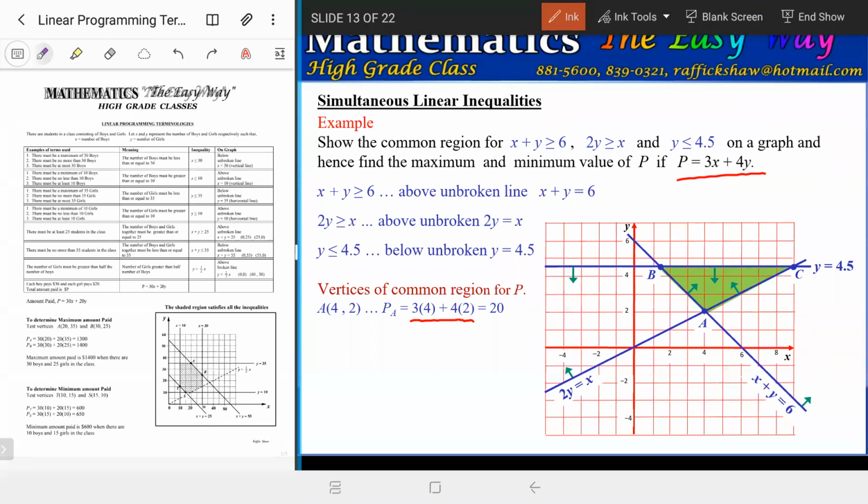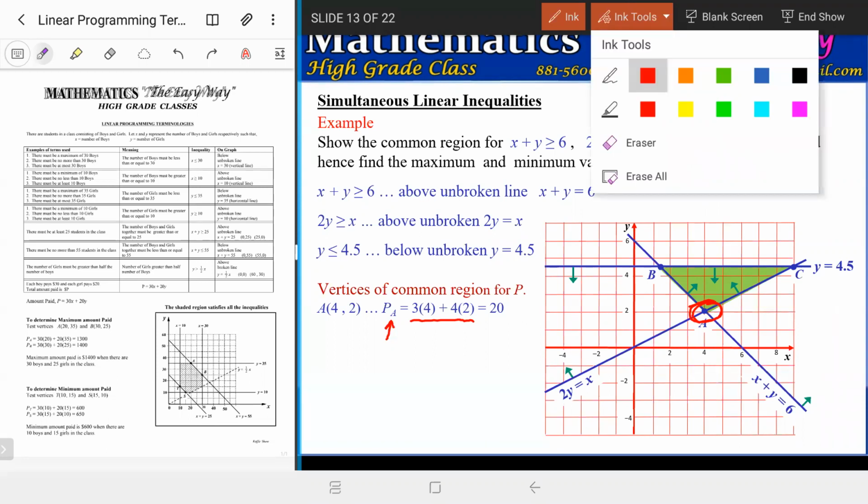So this is the p value at A. That's how we put the little A right here. The p value at A is 20. So if you're operating at A, where the x is 4 and the y is 2, the value of p at that point is going to be 20.